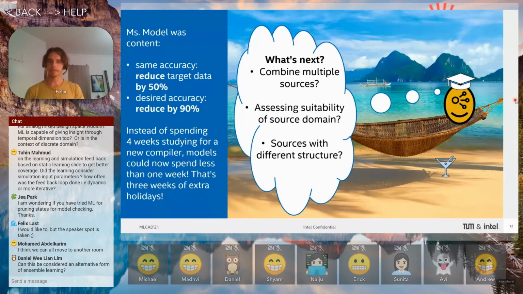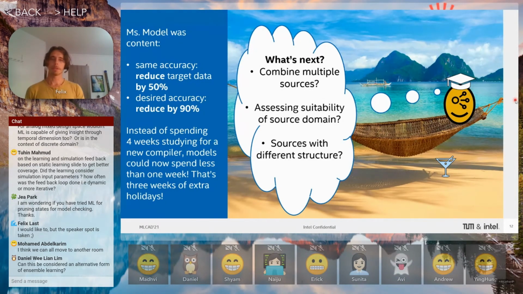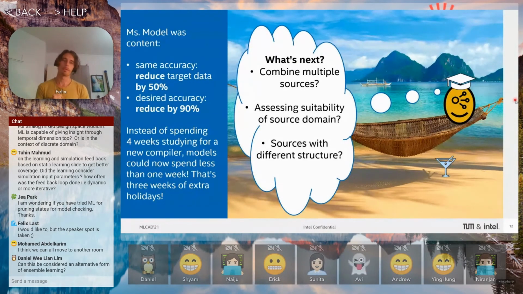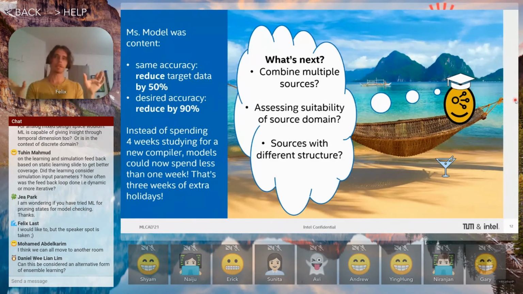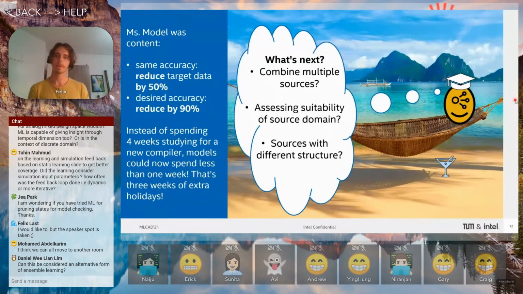Another question is, how can we know which source domain is suitable? Because normally what we did so far is we train on the source domain, then we train on the target domain, we check if it works. But this training is also somewhat expensive, as you know, so we would like to avoid it. Maybe there's some metrics about distance of the target and source domain that we can use to explore which source domains will be helpful and which we should rather not use.